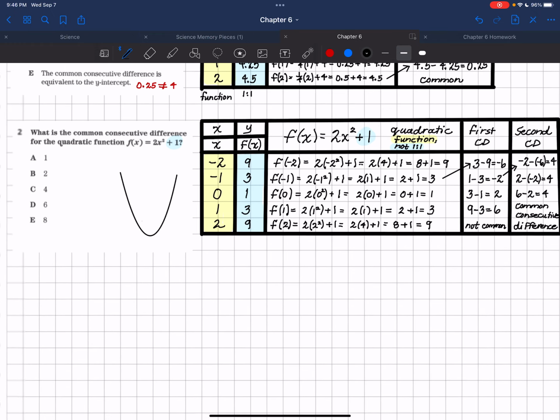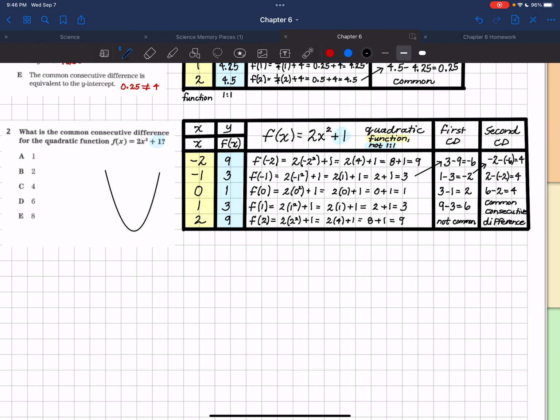Okay, so let's look at our choices. What is the common consecutive difference? In other words, what is the number that is true every time? Well, we have 4, 4, 4. So the common consecutive difference is 4.